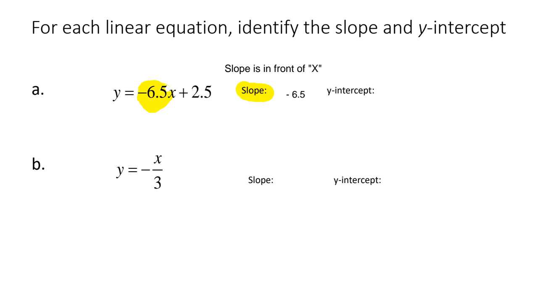Now, the y-intercept is a special point. Okay, it is the point that has 0 coming first, but it is this part of the equation, which is a positive 2.5.